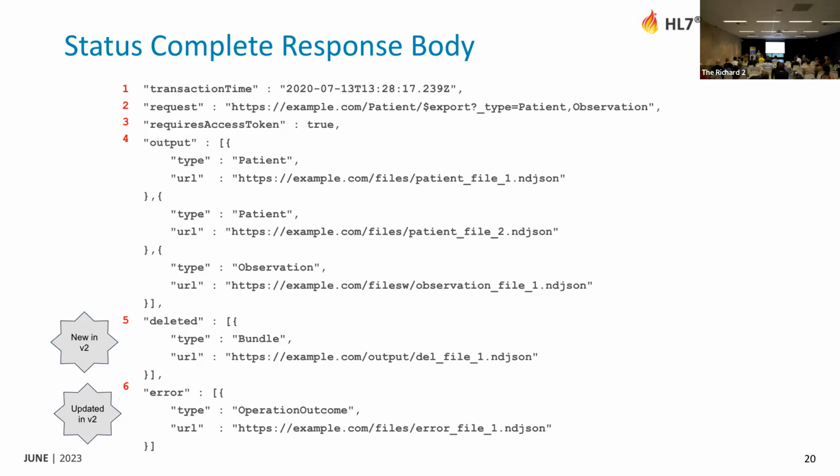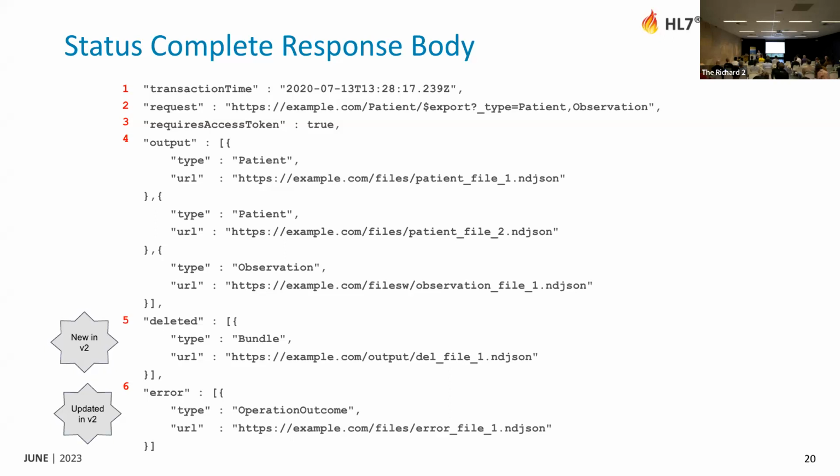Number 4 is the output section of this manifest. So this is kind of the bulk of it. These are the files that have your actual data in them. And you see the resource type for each file. You can have multiple files for the same resource. So here we have 2 files of patient data and 1 file of observation data, observation resources.